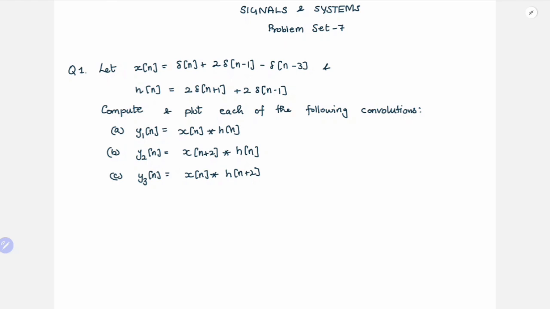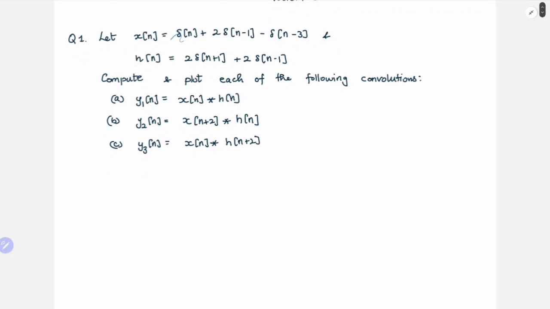So let's get started. Coming to the first question, let x of n equal to delta of n plus 2 delta of n minus 1 minus delta of n minus 3 and h of n equal to 2 delta of n plus 1 plus 2 delta of n minus 1. Compute and plot each of the following convolutions. So the first subpart is y1 of n equal to x of n convolved with h of n.